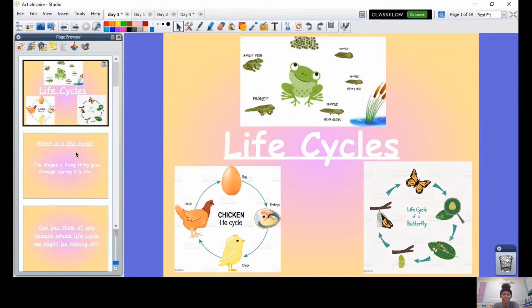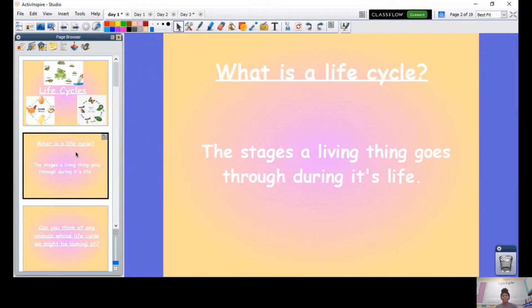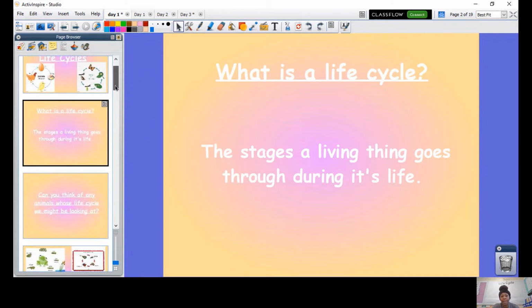And the first question always is, what is a life cycle? So a life cycle is the stages a living thing goes through during its life. So these can be animals or also humans. So we go through different stages of our life. So we start off as babies in our mummy's tummies, then we come out and we're still babies, then we learn to walk and talk, and we become toddlers, then we become young children, teenagers, young adults, and then grown-ups, adults. So these are just the stages that living things go through in life.